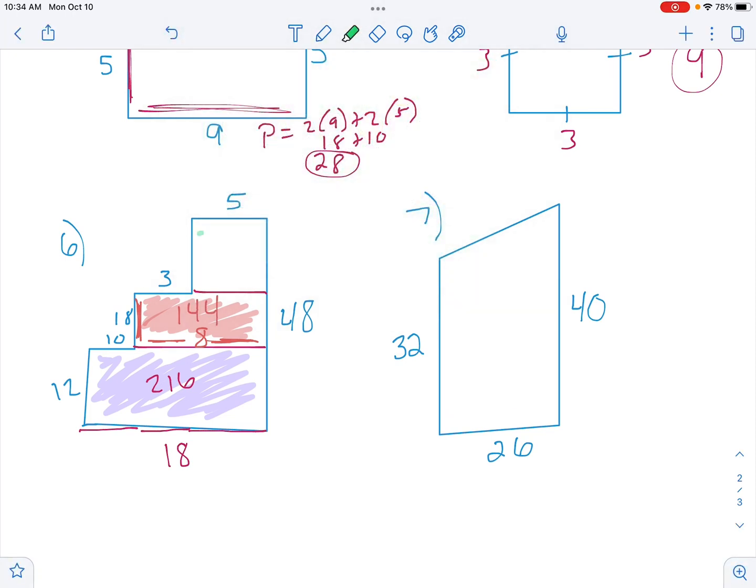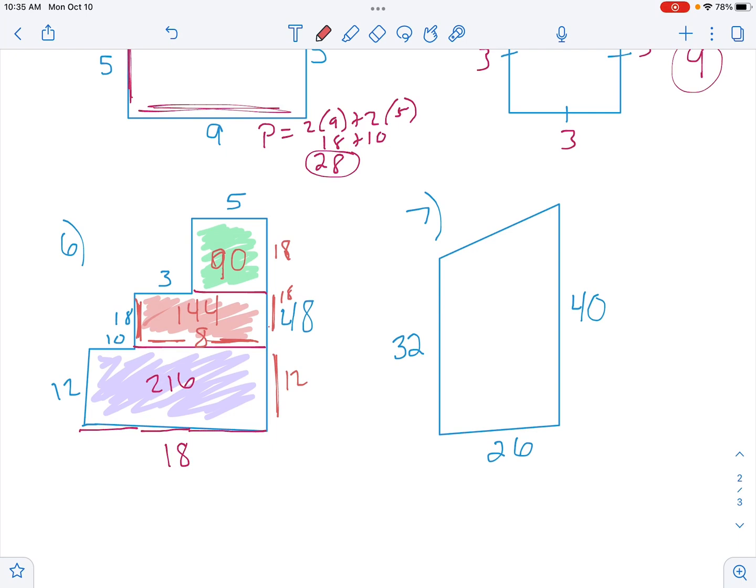Now I'm going to do the top, this guy right here. Well, I have the base now, it's 5. It kind of looks like a square, but I really don't know that for sure because the sides aren't labeled. So I'm going to have to find that height. But I know the whole thing's 48. I know this part's 12. This part's 18. So if I take 48 minus 18 minus 12, I should be left with this top part, which is 18. And now I can multiply my 18 times 5 to get 90.